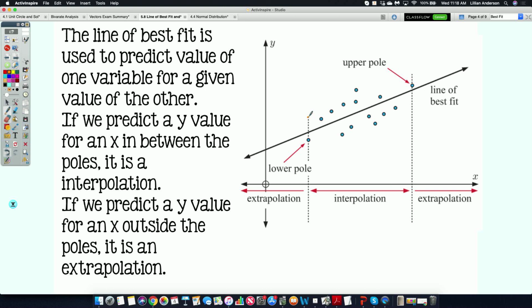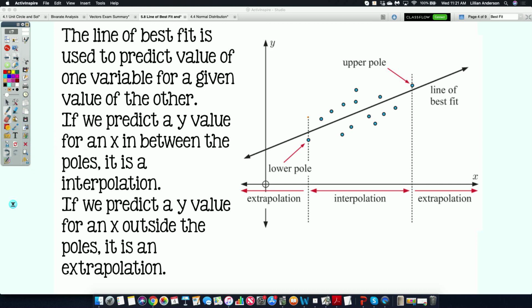So your poles are created once you have your scatter plot, and then you draw your line of best fit. Whatever your lowest data point is and your highest data point, you basically create your poles. And then anything in between is interpolation. Anything outside is an extrapolation. So basically what this means is that this line is used for predictions. This line is created based off of your data.